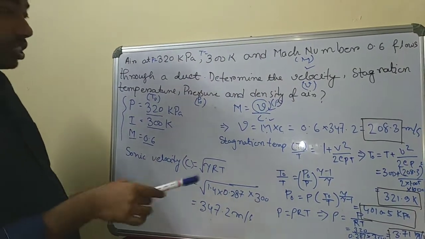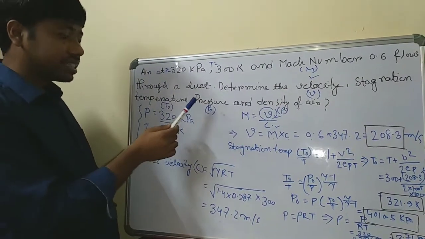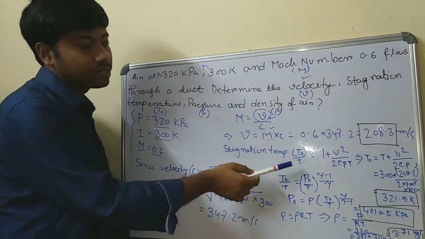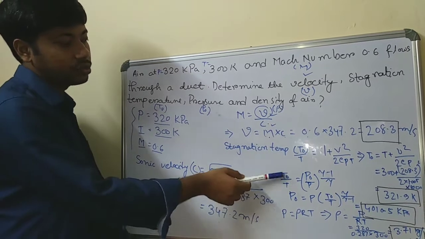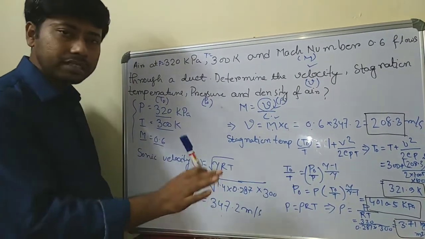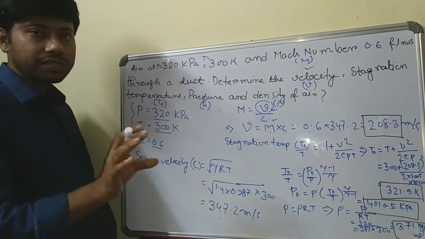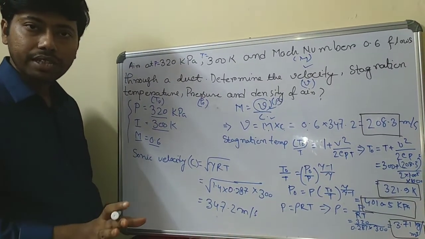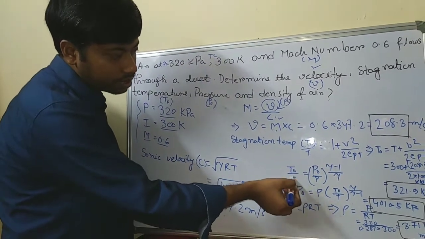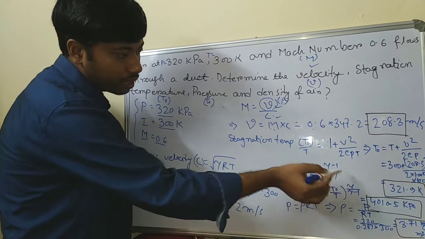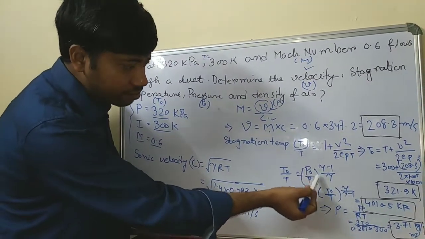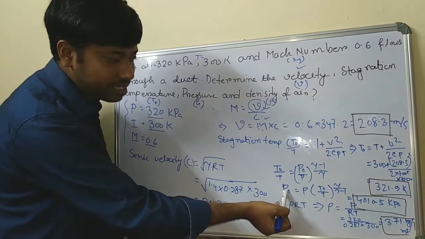Now, with this stagnation temperature, we have to calculate the stagnation pressure. As you know, the relationship between stagnation temperature and stagnation pressure is T0 by T is equal to P0 by P to the power gamma minus 1 by gamma. This is the normal temperature-pressure relationship in the case of a reversible adiabatic process. We just apply it in this case. From this equation, you can calculate P0, the stagnation pressure.